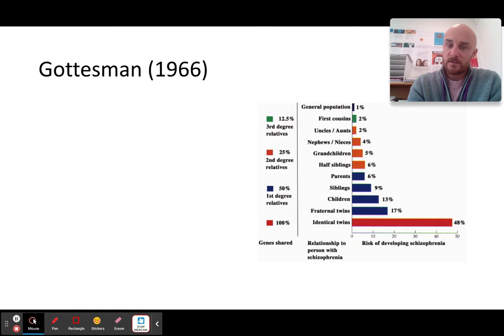If your first cousin has schizophrenia, essentially you have a 2% chance of developing it. So that doubles the original rate.